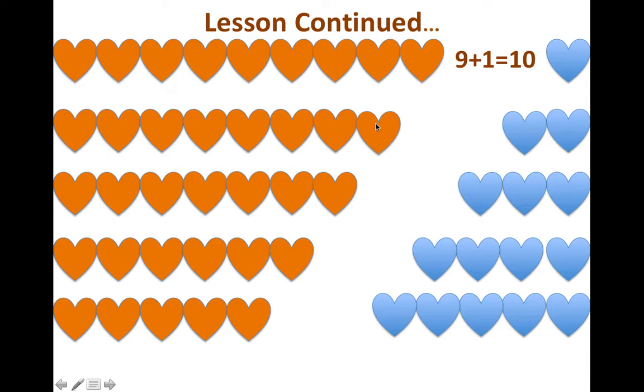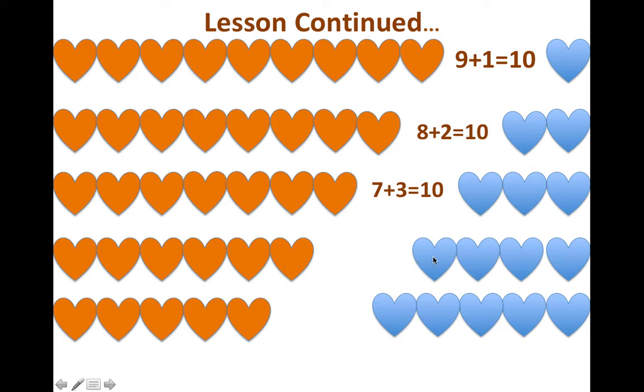So let's count, how many do I have? 1, 2, 3, 4, 5, 6, 7, 8. I have 8 orange hearts and 2 blue hearts, which also makes 10. And for the next one, also one number increased. One of the hearts increased to 3 and one of the numbers went down. So now it's 7 plus 3 equals 10.